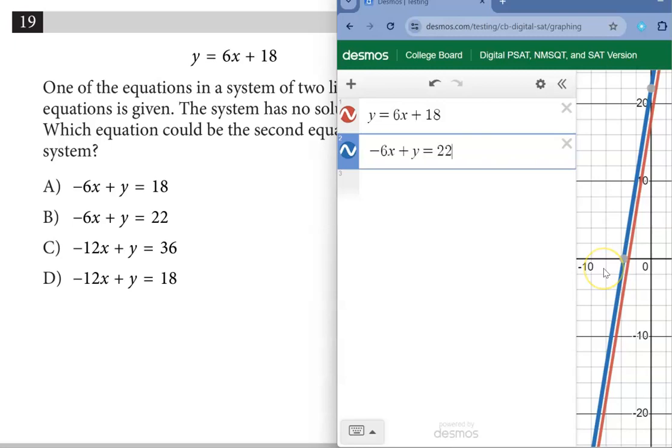So change the 18 to 22, and you'll see two separate lines. They both have the same slope. And that means answer choice B is correct. They do not have a solution if you use answer choice B.